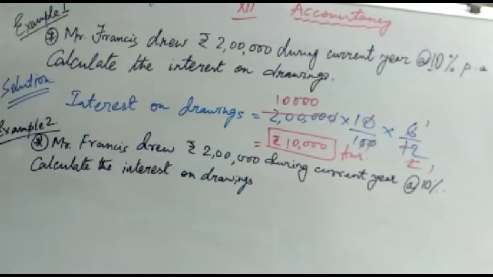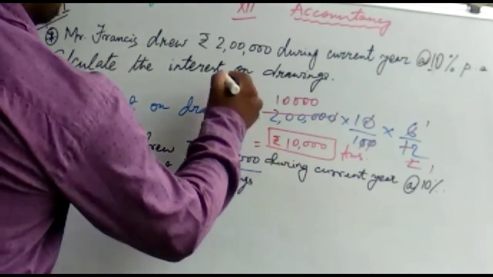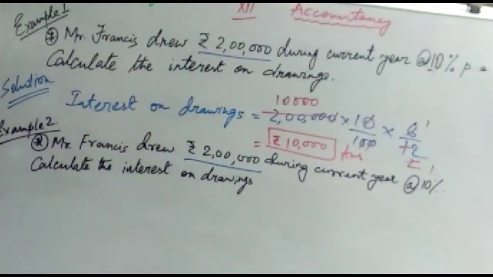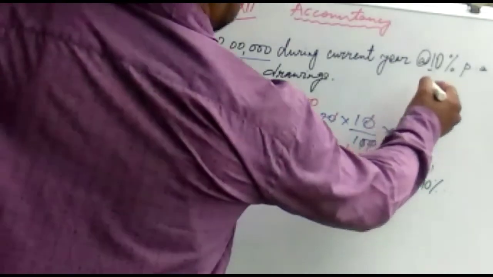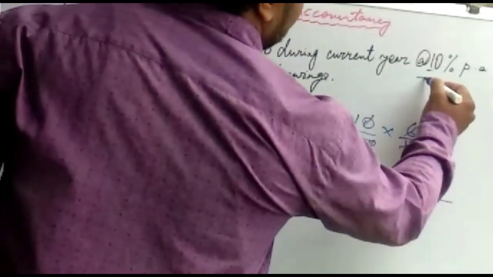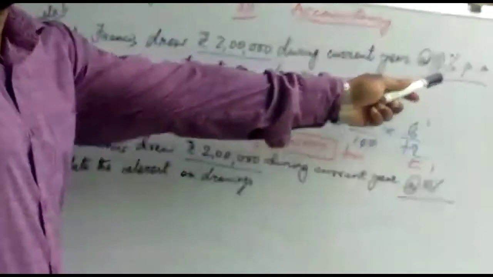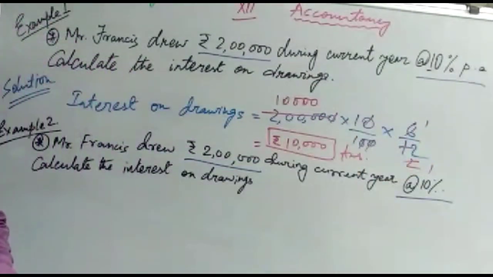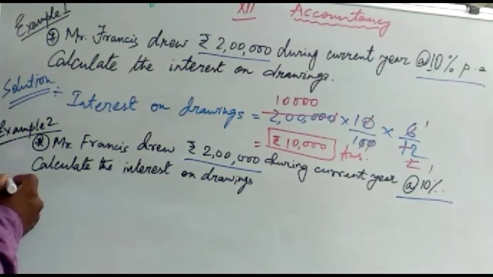Now see, in example 2, we have given the same question. All are the same. Mr. Francis withdrew 2 lakhs during the current year at the rate of 10%. Only a small difference is that in the first, per annum is written, but in this example per annum is not written. Clear?